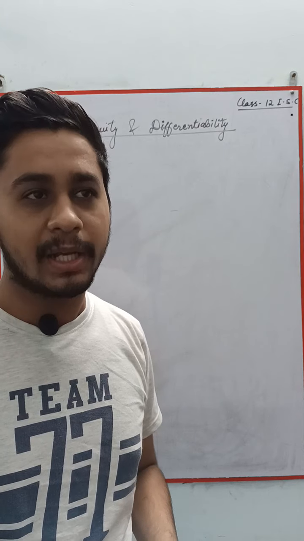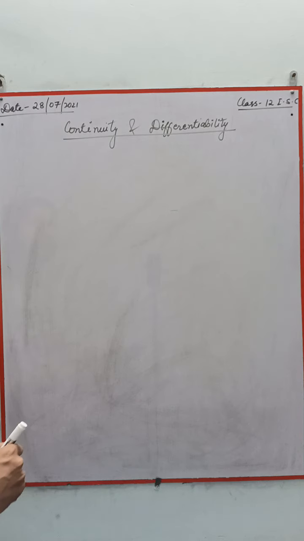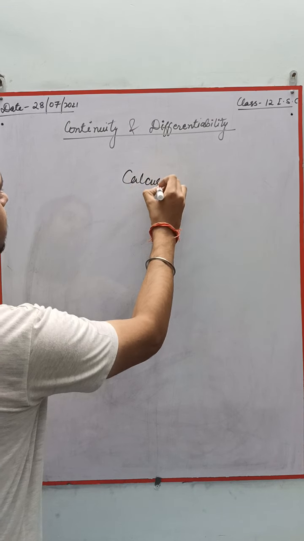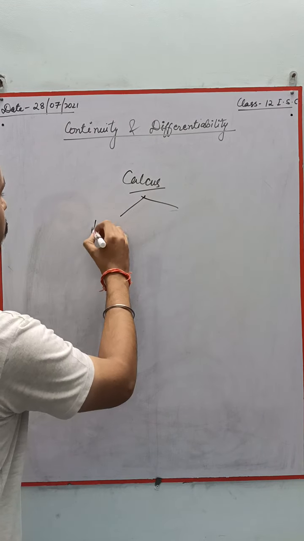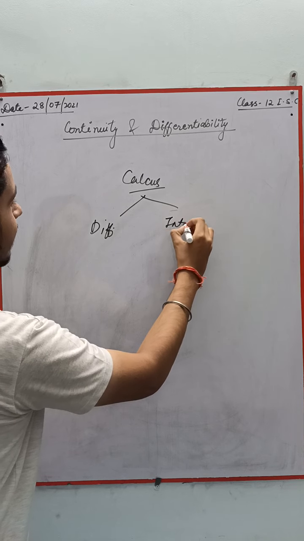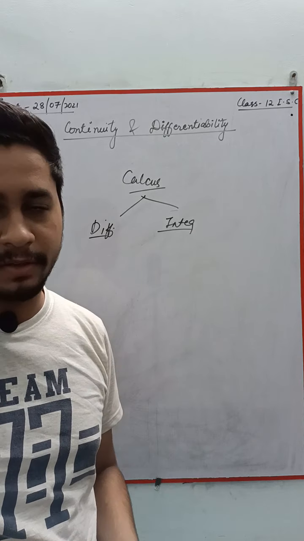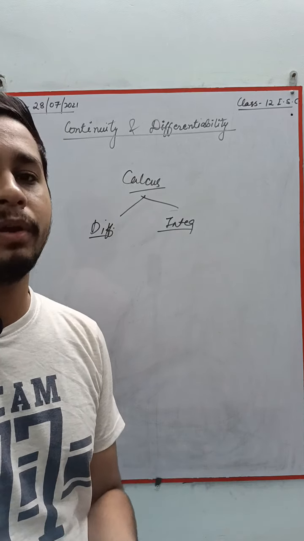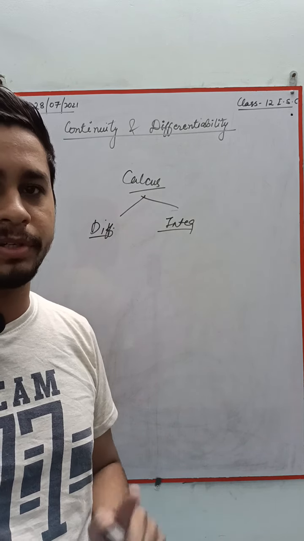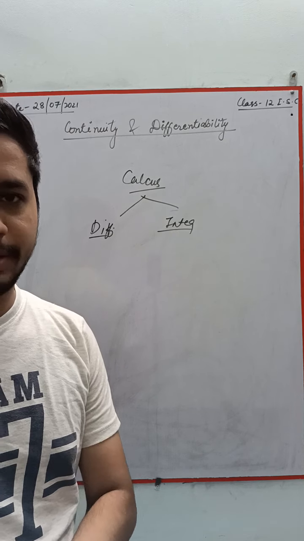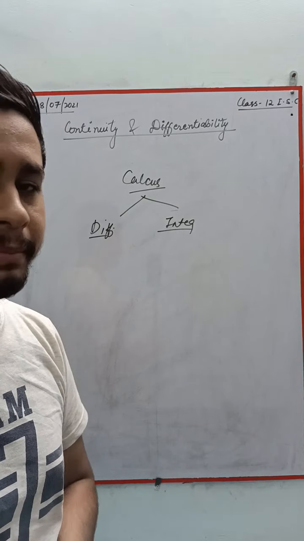Before starting this chapter, let me recall some things which we have already discussed in 11th class. Calculus, which is the core part of mathematics, includes two main things, that is differentiation and integration. In the 11th class, we have seen limits and derivatives. There we saw the limiting behavior of a function, and we differentiated many functions like polynomial, trigonometric and logarithmic functions with the help of the first principle of differentiation. I hope you are remembering the same.